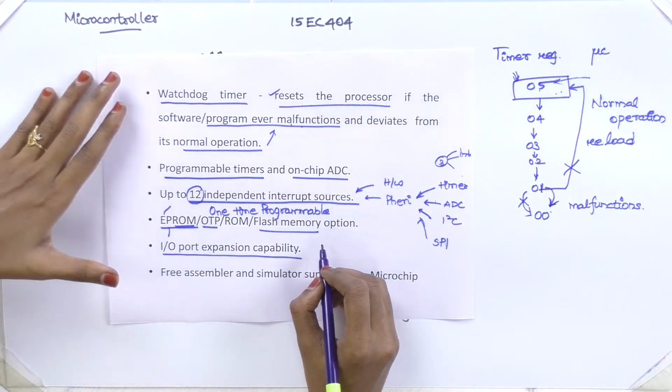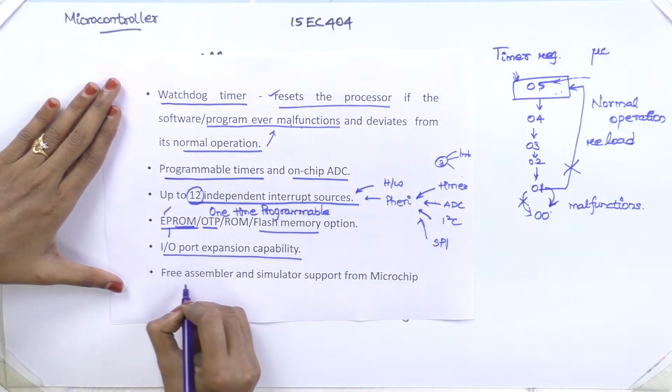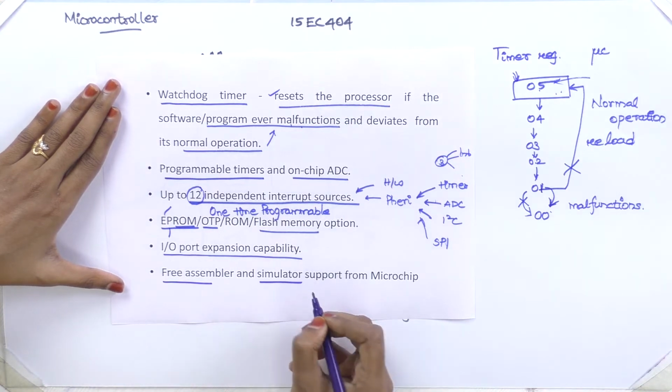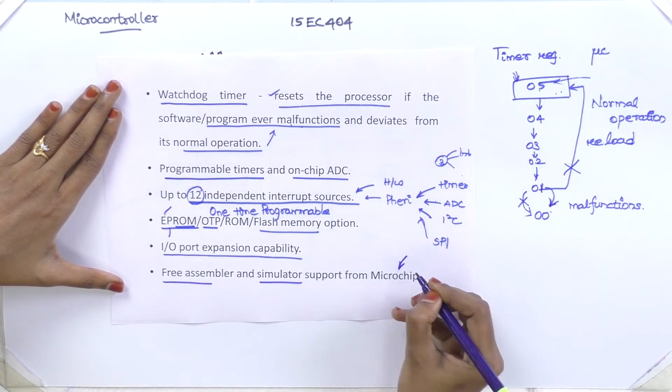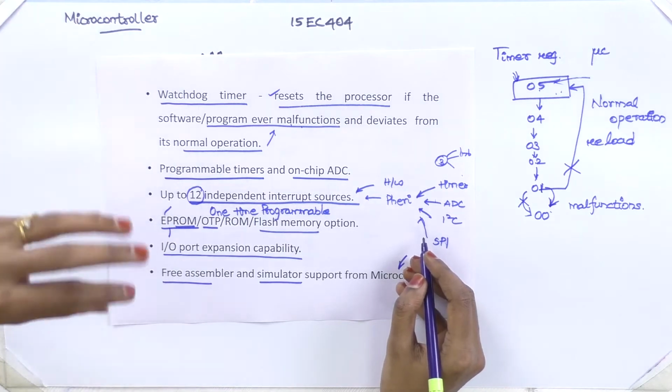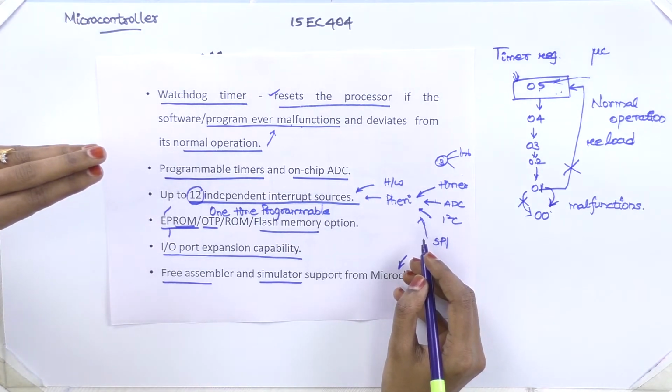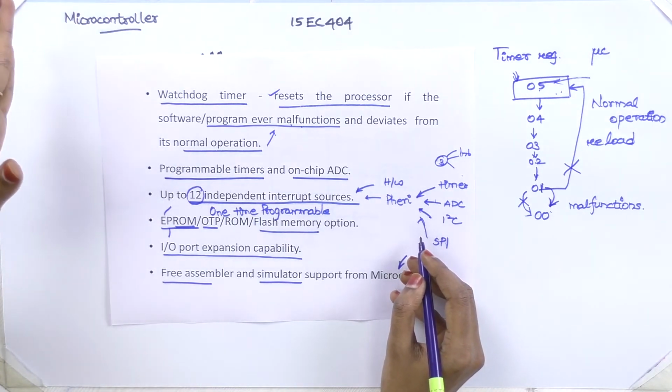The last feature is that we have a free assembler and simulator provided by Microchip. You can program the PIC in assembly language, or else in embedded C. In order to simulate and compile the programs, you are supposed to have an assembler and simulator. Microchip provides the data sheets of the PIC microcontroller and the assembler and simulator for free.